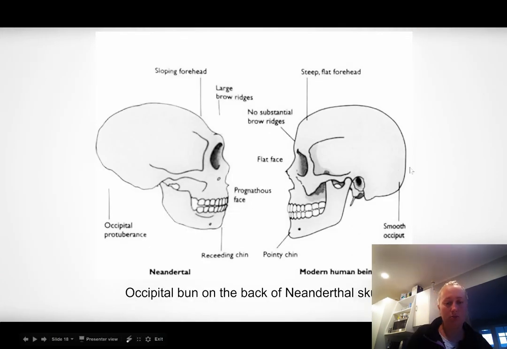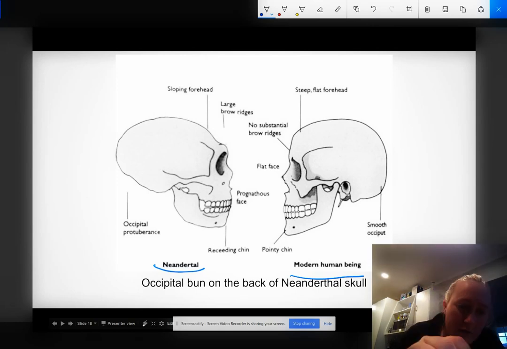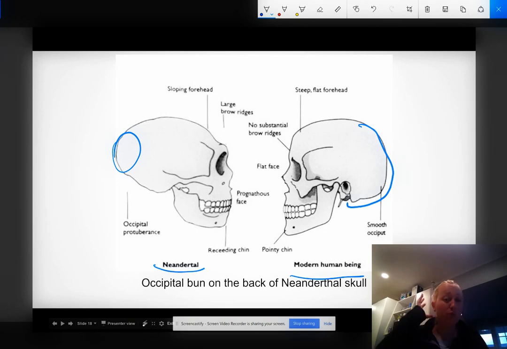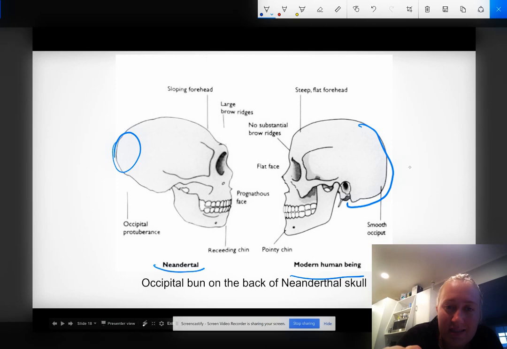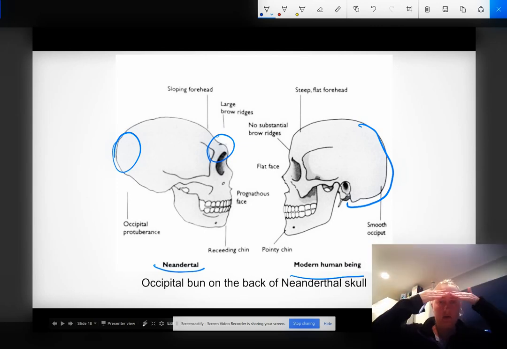Okay, so if we compare our Neanderthal skull, this one on this side, with our modern human skull, this is the occipital bun here. We don't have it. Ours is very smooth, but they had this big protuberance out the back there. They also did still have that large brow ridge. Ours is pretty smooth. We have a forehead. These guys didn't really have a forehead. They had this large brow ridge and then it kind of went straight back.